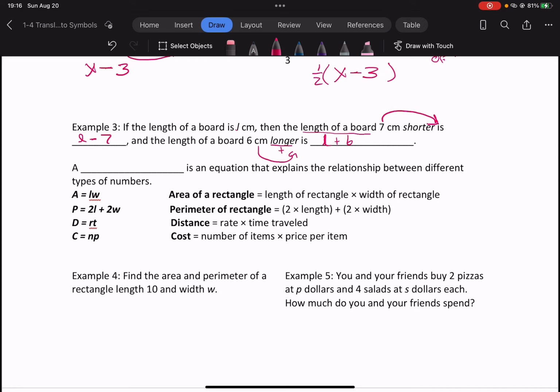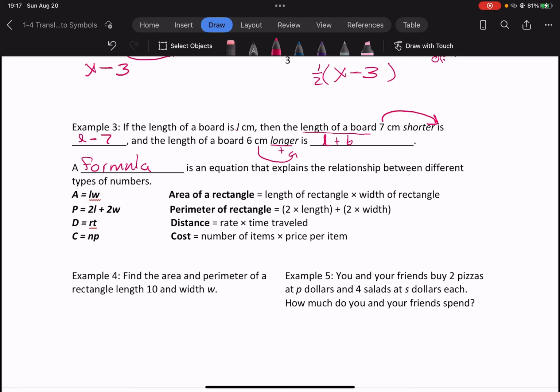On this one, a formula is an equation that explains the relationship between different types of numbers. Here are some common ones that you'll see. The first one's the area formula. It's area of a rectangle. Area is length times width, or A equals LW. You say L times W, you see LW, and we say length times width. We know that is an L and W. Perimeter is twice the length plus twice the width. So we got 2 times the length, 2 times the width.